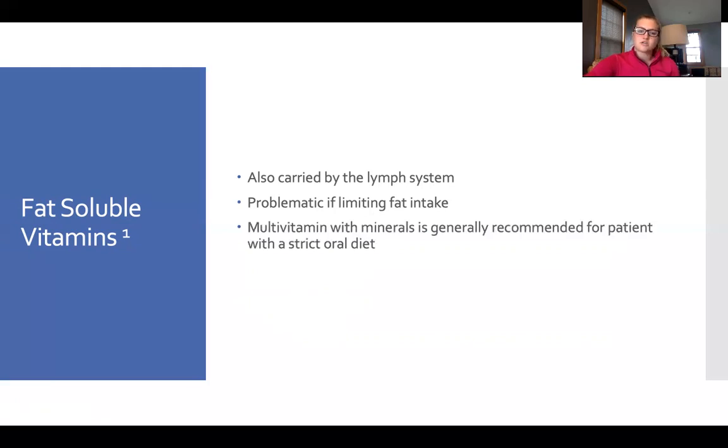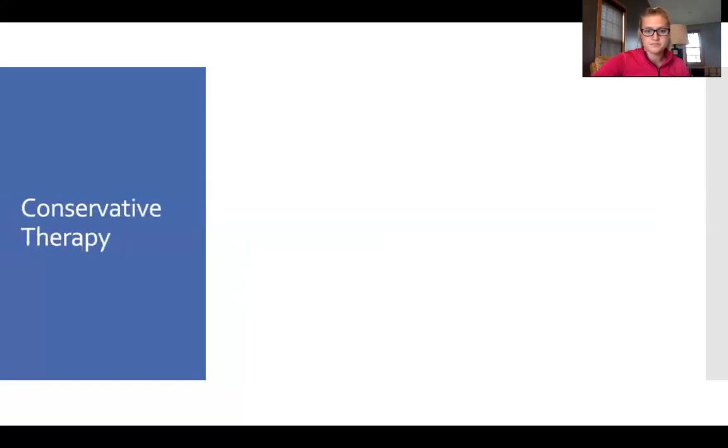Many of the research articles that I've seen, they wanted the patients to do a multivitamin with minerals because they are on such a strict oral diet that if they're not able to get the adequate amount of food throughout the day, this will kind of compensate for that. There are water-soluble forms of fat-soluble vitamins, which I didn't know, but there are some forms that may be recommended if the patient isn't able to get these in through food or supplementation.